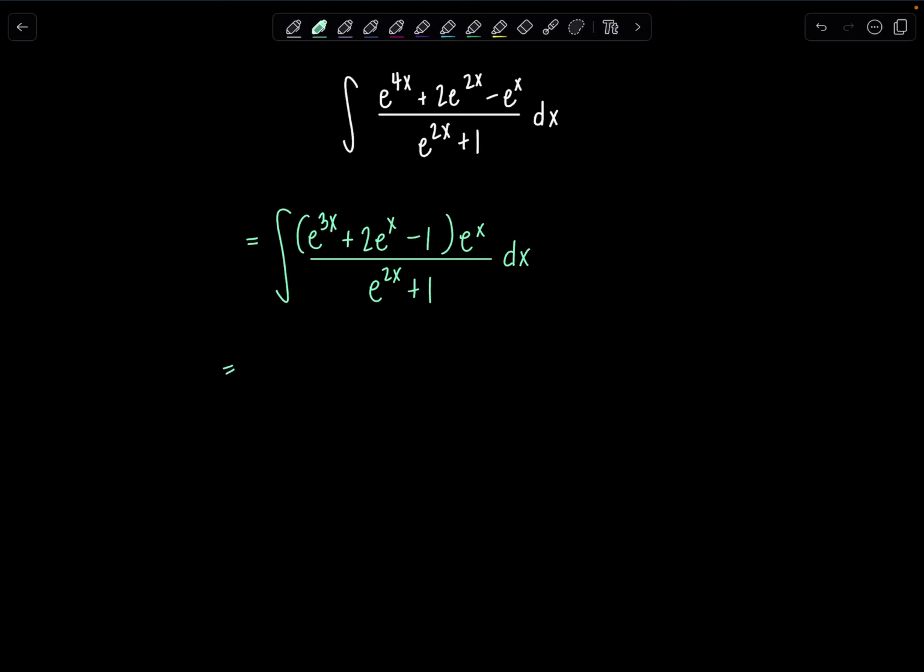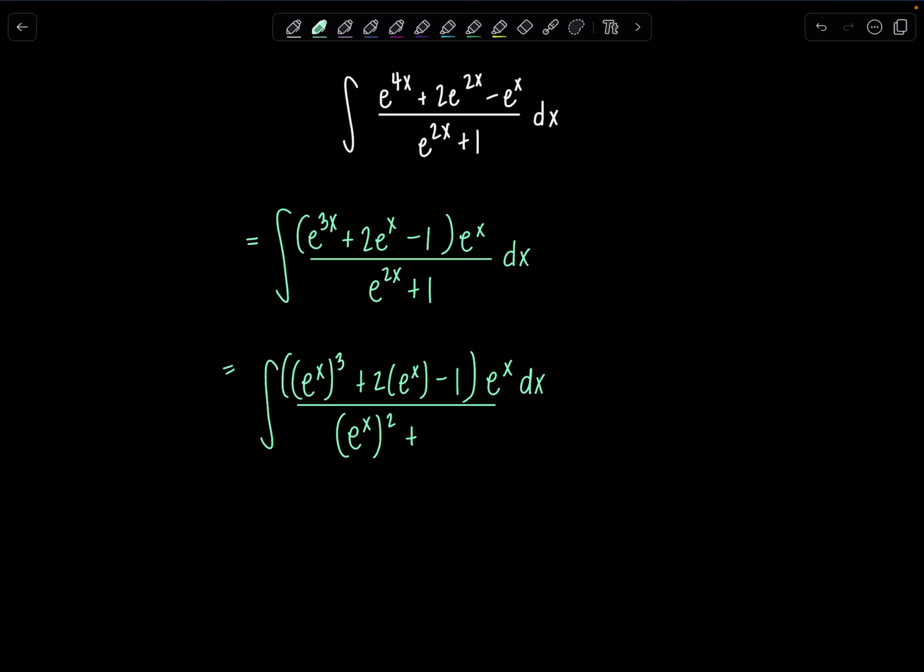And if you need me to remind you, e to the 3x, we could think of that as e to the x cubed, right? Plus 2e to the x minus 1. And then this is all multiplied by e to the x dx over e to the 2x, which is e to the x squared plus 1. Now from here, you could go ahead, let u equal e to the x.